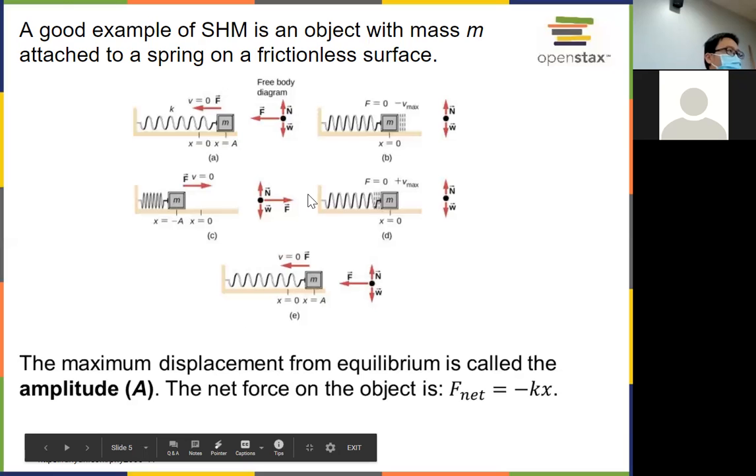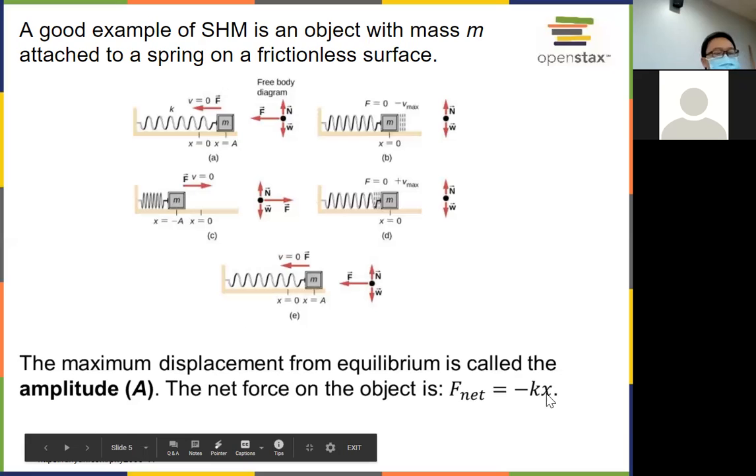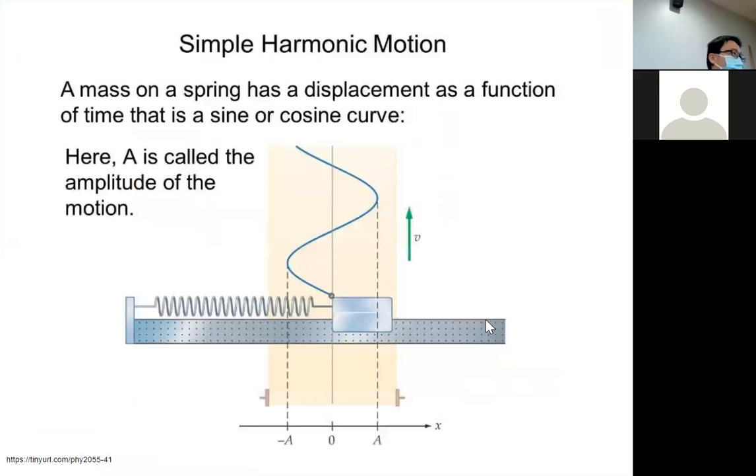In any case, you'll see that the net force will be equal to negative k times x, where x is the displacement. So force and displacement are in opposite directions.